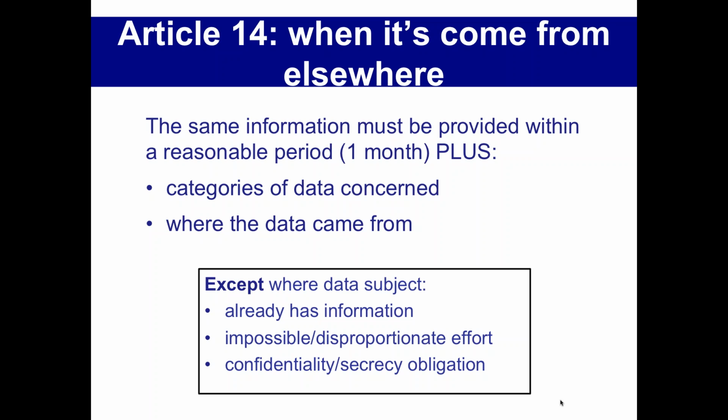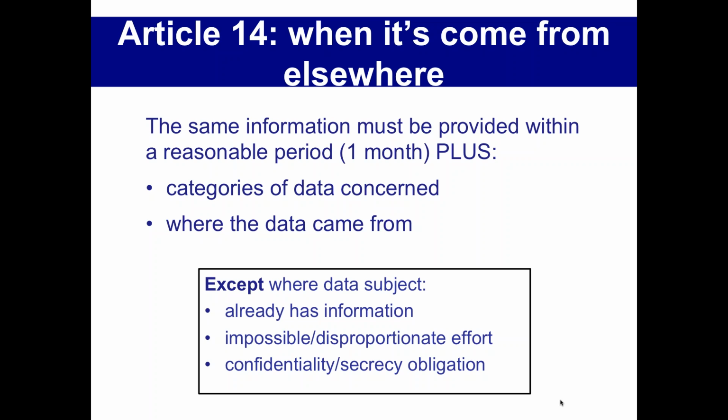And you also have to explain the categories of data which have been passed to you. So the categories of data that you will be using, and you have to say where you got that data from. You don't have to do this if the data subject already has that information, so presumably this covers situations where the company that gave you the information had already told the data subject that they would be passing the information to you.